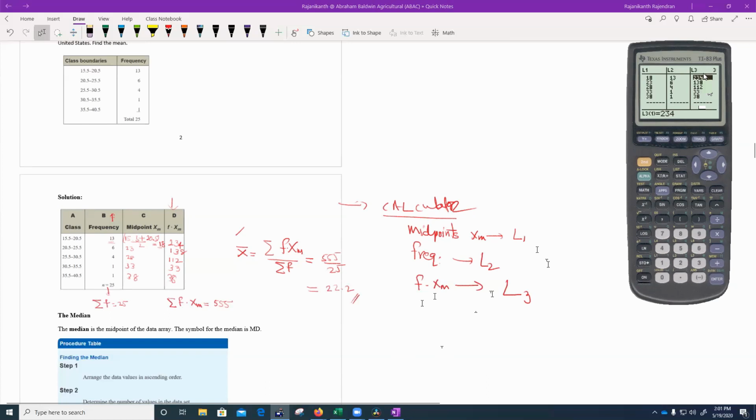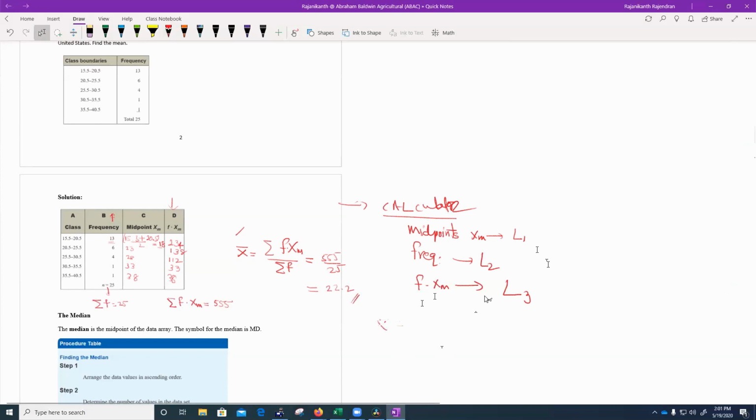Okay. Now what should I do? Now you need to find X bar, right? The formula says that is the summation of F times Xm, then you need to divide by the summation of F. The calculator has a function for summation, so use sum. Remember, I have F times Xm in my L3 column. So simply find the sum along L3, then divide by the sum along frequency. My frequency is in the L2 column. So this will give you the answer directly. So I'm using these two functions in the calculator.